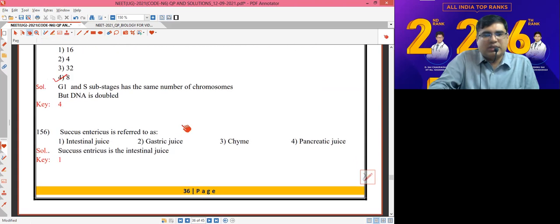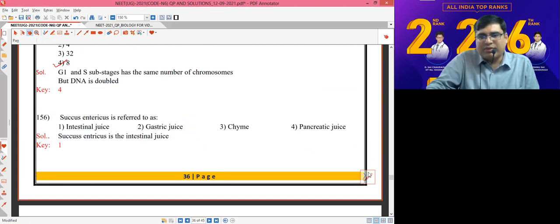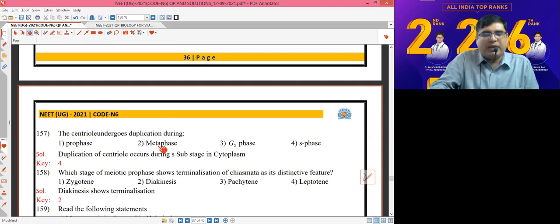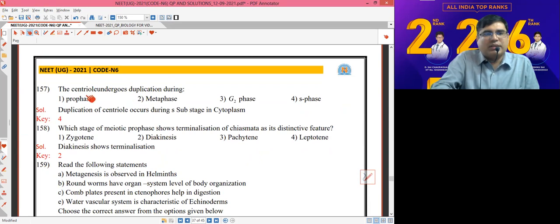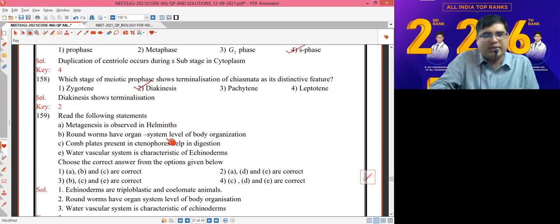Next question is Succus entericus. Everyone of us knows it is an intestinal juice. It is straightforward and one of the easiest questions in this theme. Next is, centriole undergoes duplication during. Of course, that goes by the time of the S phase of the cell division. Which stage of meiotic prophase shows terminalization of chiasmata as a distinctive feature? So of course, it is diakinesis, which is also called the terminalization process. Again, a straightforward direct answer from the NCERT.